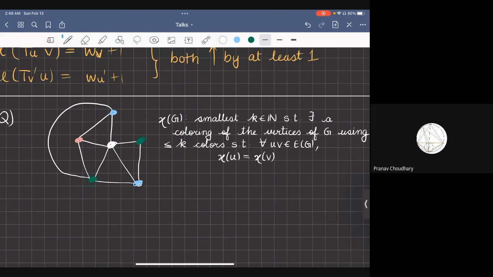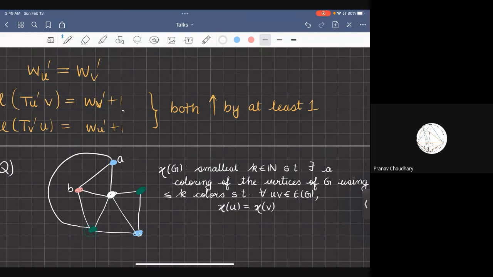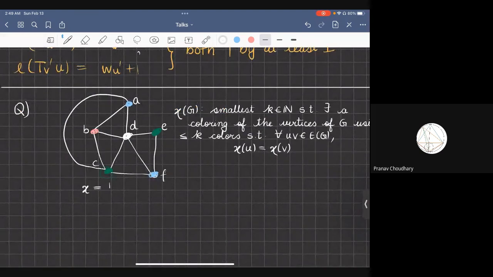In fact, it can be shown directly by noticing that A, B, C, D here forms a complete graph. A, B, C, D is a complete graph on 4 vertices. So we need at least 4 colors. And so the chromatic number of this graph is 4. So that's what chromatic number means.